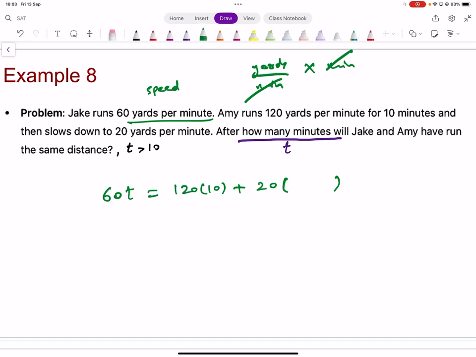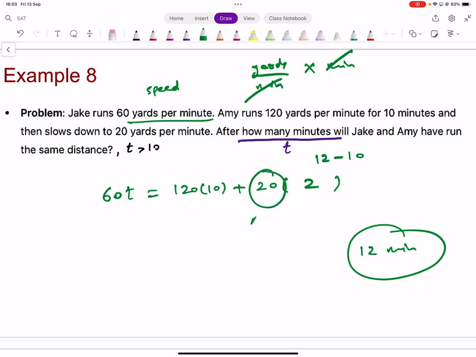Let's assume they've both run for 12 minutes. Now this is very important. Please pay attention. Let's assume they've both run for 12 minutes. What's the distance traveled by Amy? 120 into 10 plus 20 times what? 20 times 2 basically, right? Where does 2 come from? 12 minus 10. If the total time is 12, then 10 minutes have already passed. For the remaining 2 minutes, she's traveling at 20 yards per minute.